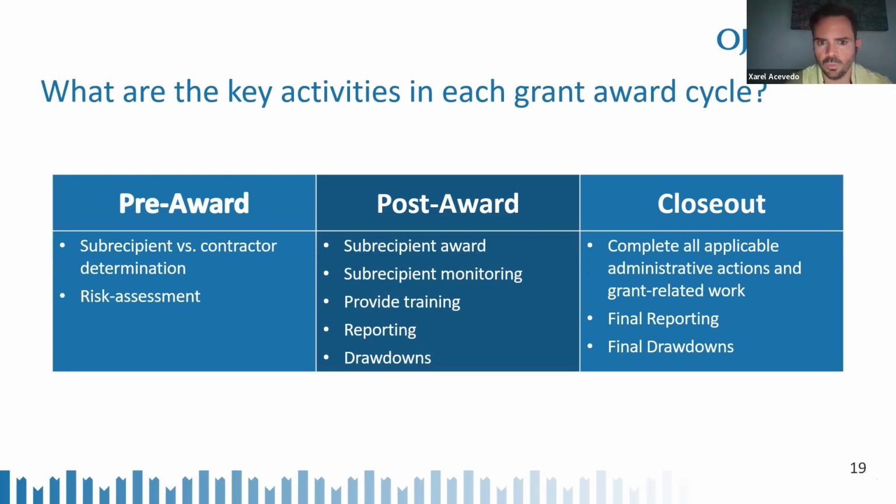And then lastly, we talk about closeout. When we talk about closeout, that is literally completing all administrative actions and grant-related work, and then handing in the final reports. And then if everything is okay, everything is complete, then we proceed with the final drawdowns. All right, next slide, please.